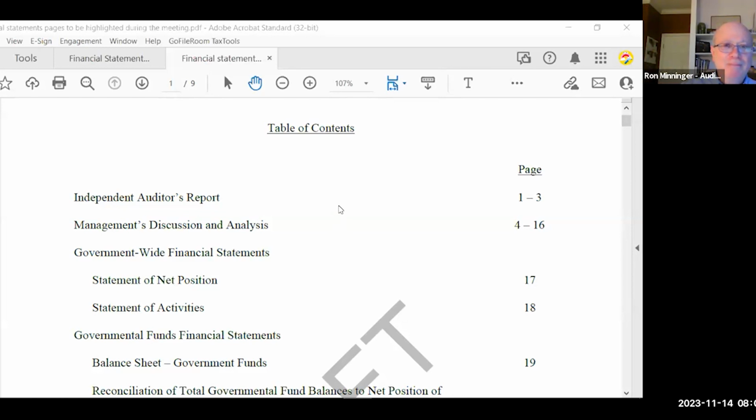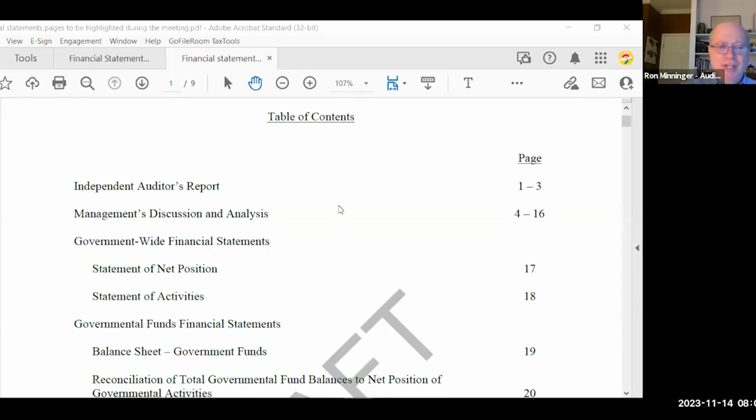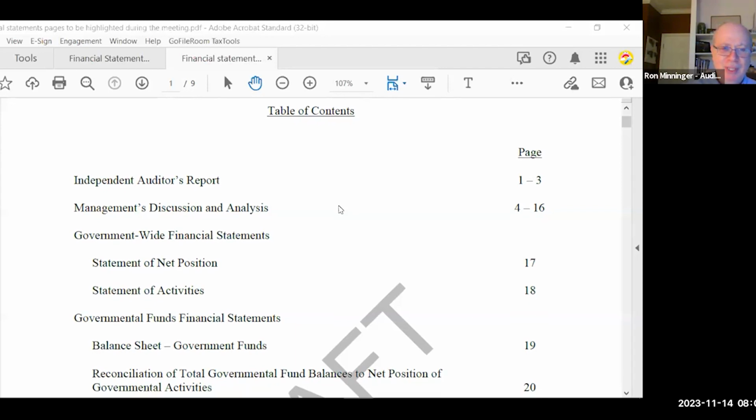Good morning, everyone. I'm starting on the table of contents to walk you through the financial statements, the big picture of the financial statements. As you can see on the table of contents, the financial statements consist of several parts. The first being management's discussion and analysis. Now, that has not been written yet because this is just a draft of the financial statements.